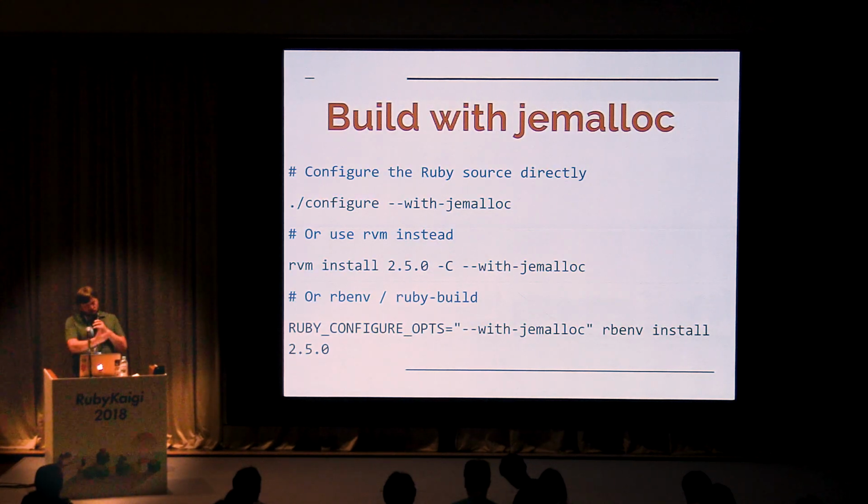So how do you do it? I say build with jemalloc. Well, how do you do it? It's a configure option. You need to make sure jemalloc is installed on the machine you're building on and the one you're running on if it's different. And so if you're using configure directly, you can just say --with-jemalloc.